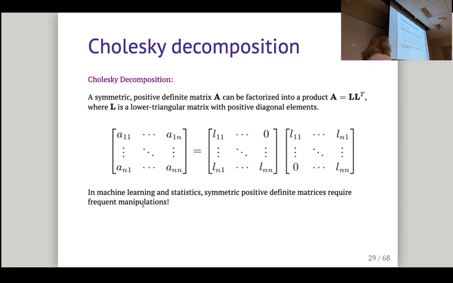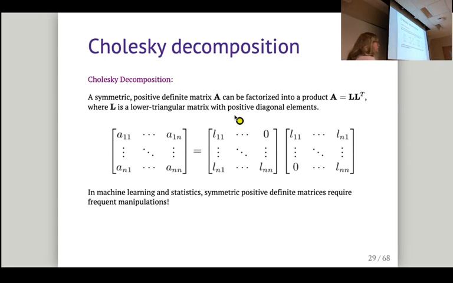Another way to factor matrices is something called the Cholesky decomposition. What the Cholesky decomposition essentially does is create not exactly square roots of a matrix, but as close as you can get to the square root of a matrix. It says that a symmetric positive definite matrix can be factored into a product L times L transpose. L is a lower triangular matrix, so it has values on the diagonal and on the lower triangle. Everything above the diagonal is 0.